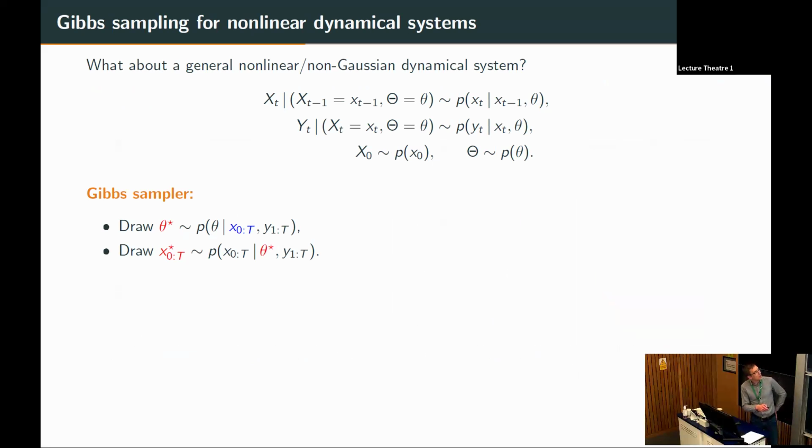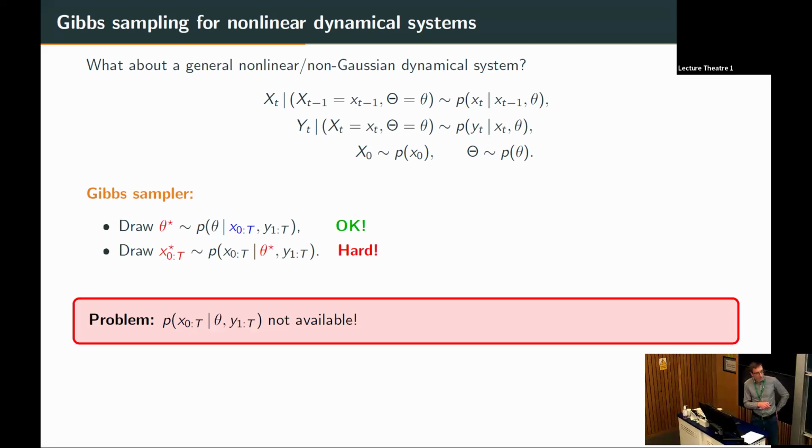So if we now have a model of this form, I still want to apply a Gibbs sampler where, for example, the thetas given the x's and then the x's given the thetas in this way. We will assume that this first step here is still okay. That sampling the theta, if I condition on both the states and the observations, is a somewhat easy problem. So I will not talk about that part.